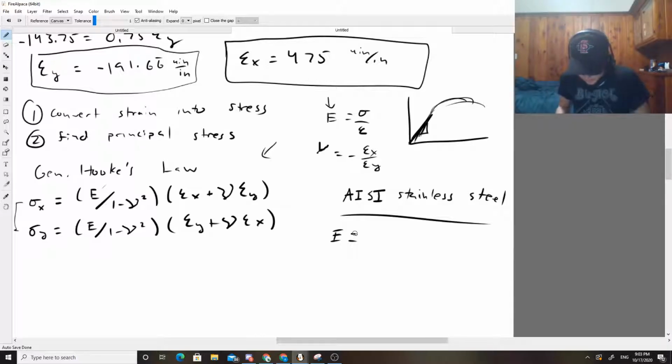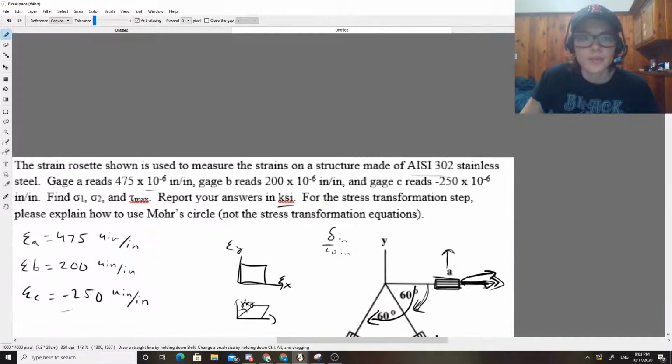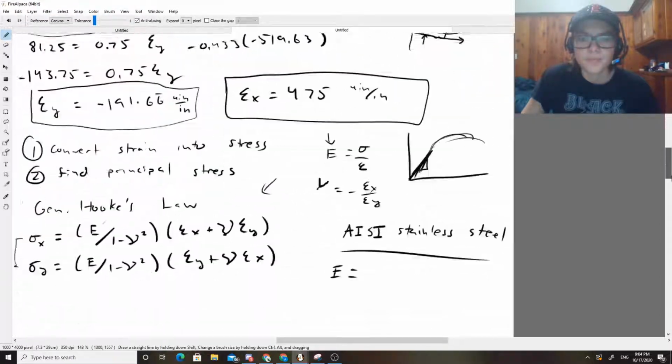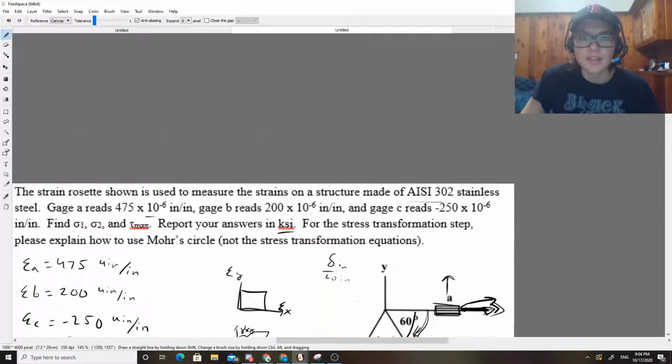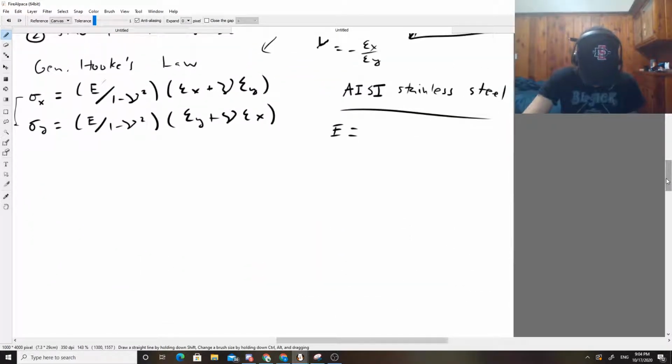You could also Google it, I guess, but I have the textbook, so might as well use it. Is this 302 stainless steel? Hold on, let me go up. Yeah, 302. Did I get AISI? Yeah, okay. So it's 302 stainless steel.